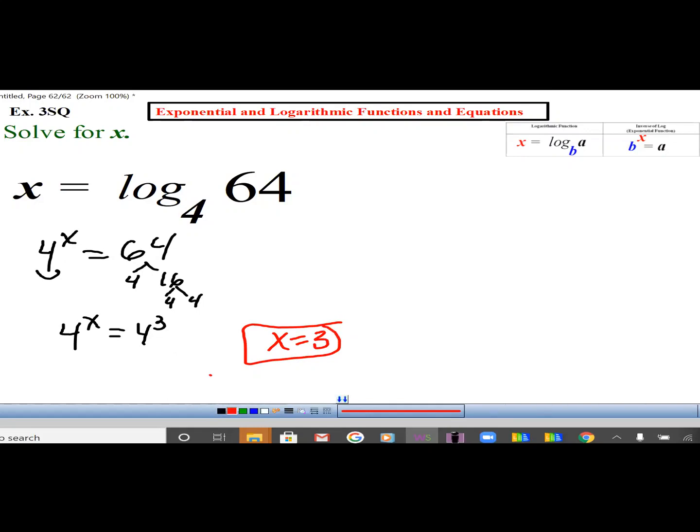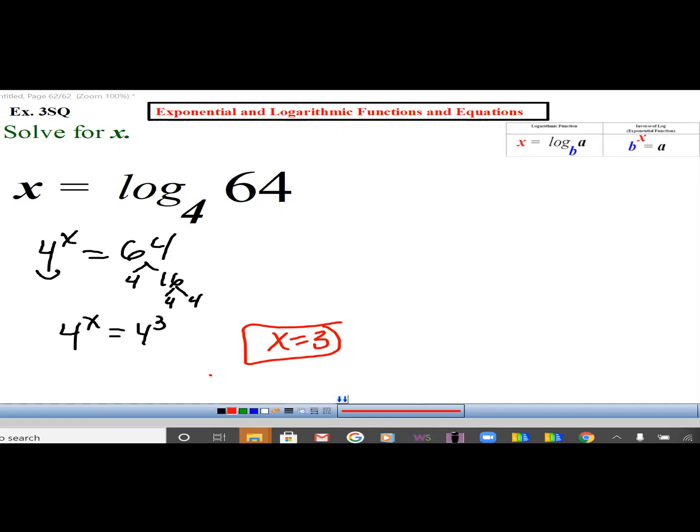All right. So far, we've covered rewriting from exponential to log, from log to exponential, and solving. How do you feel with those so far? Let's see, from 1 to 5. 5 4s. Okay.